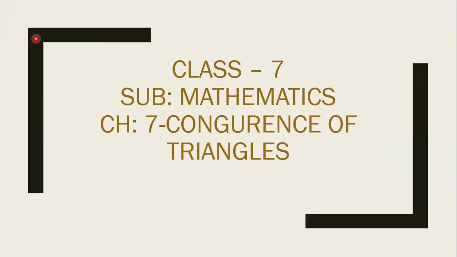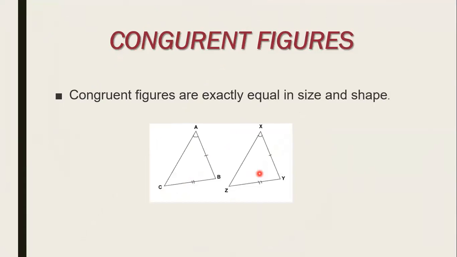So 7th standard maths. Chapter 7, congruence of triangles. Today's class we are going to learn about congruence of triangles. First let us see congruent figures. Congruent figures are exactly equal in size and shape. So congruent means they will be equal in size and shape also.